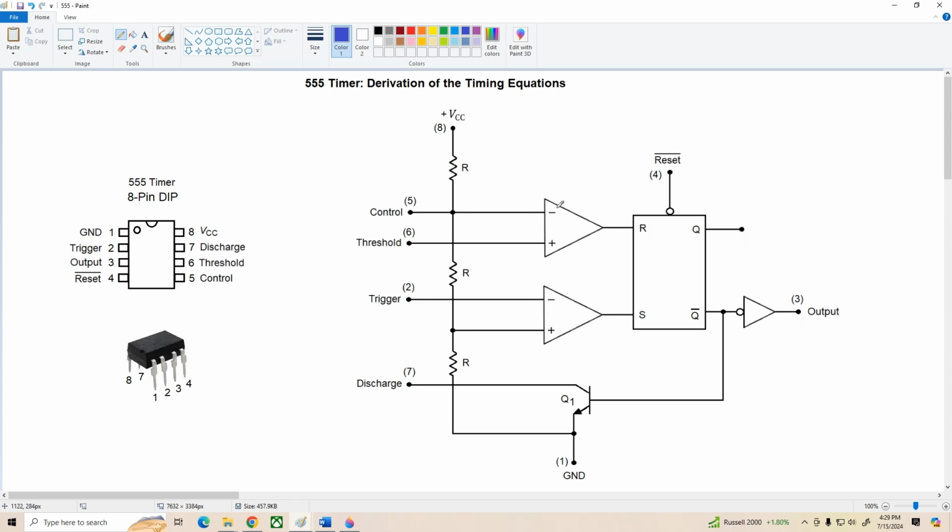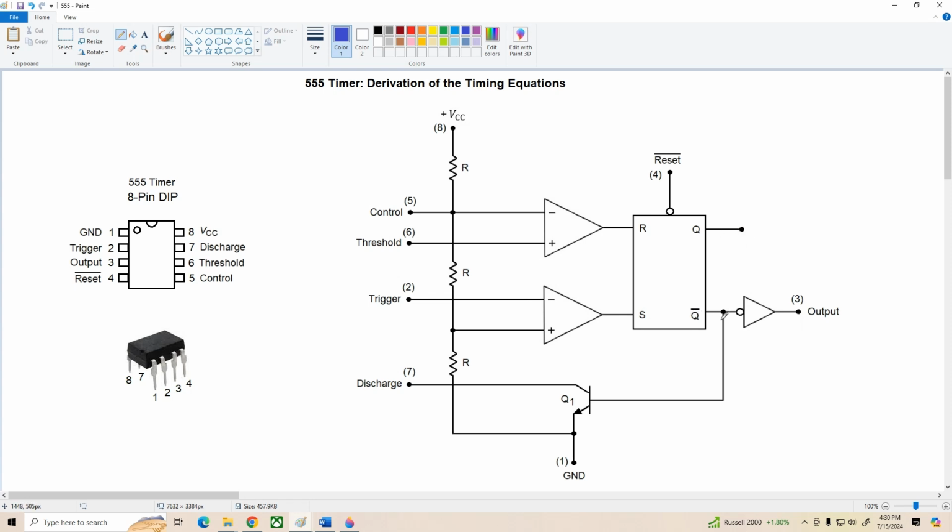This is the threshold comparator used to reset this latch. This is the trigger comparator used to set the latch. The output is taken from the Q0 pin, but it's inverted and buffered so that the output here at pin 3 is really the same state as the Q output of this latch.